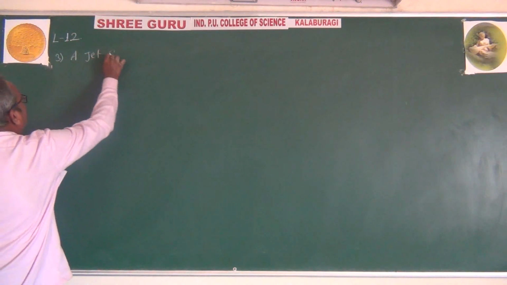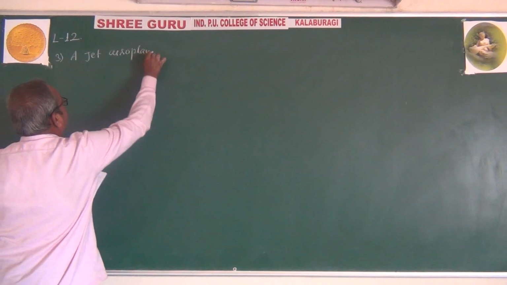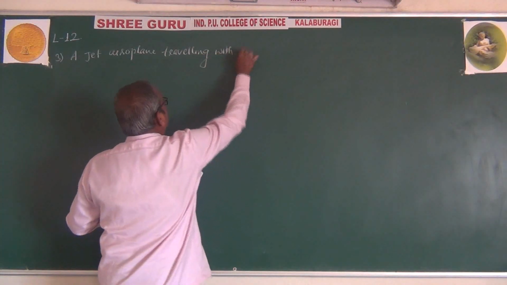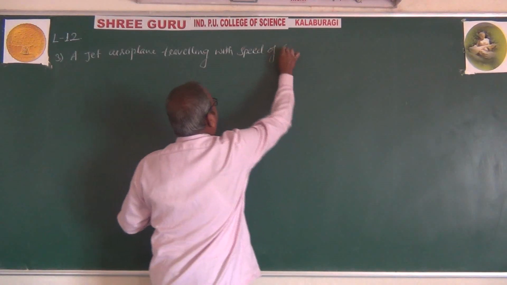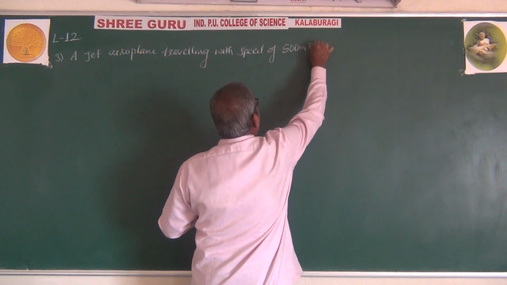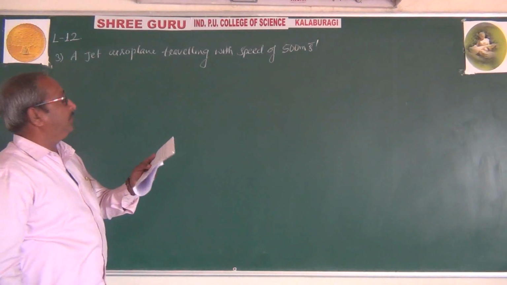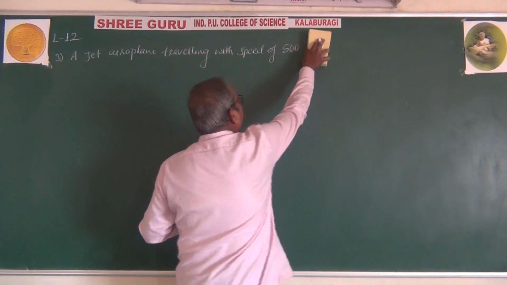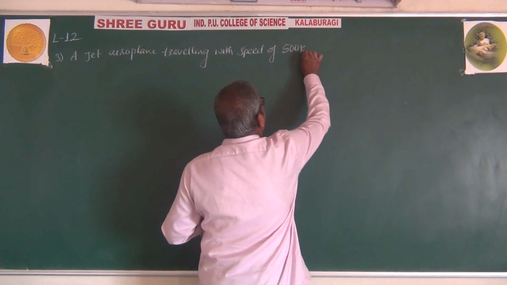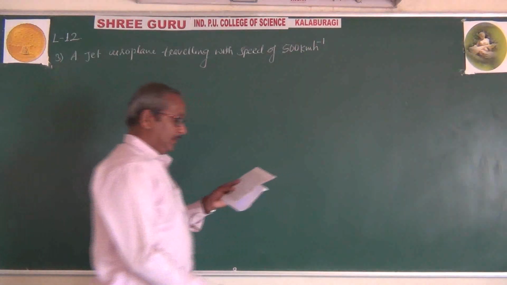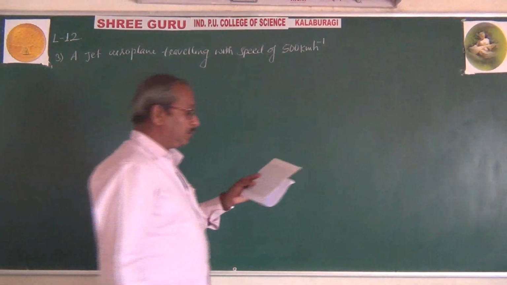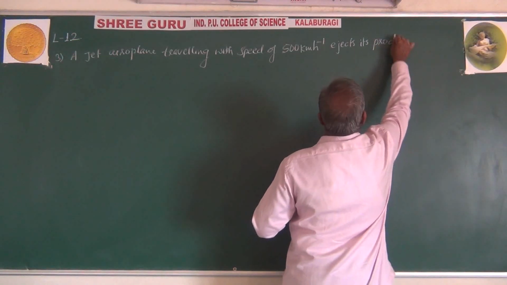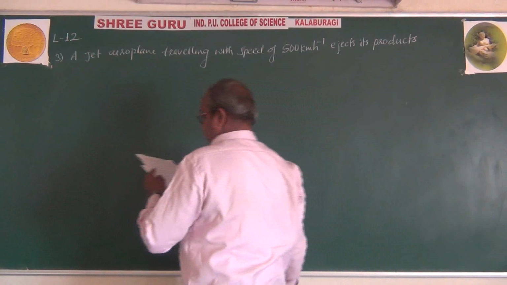A jet aeroplane traveling with a speed of 500 kilometer per hour, not meter per second. 500 kilometer per hour ejects its products of combustion.